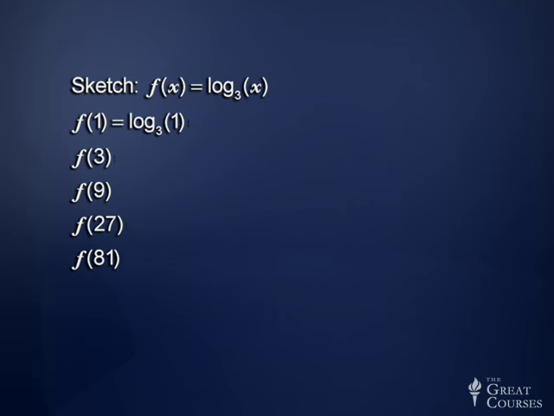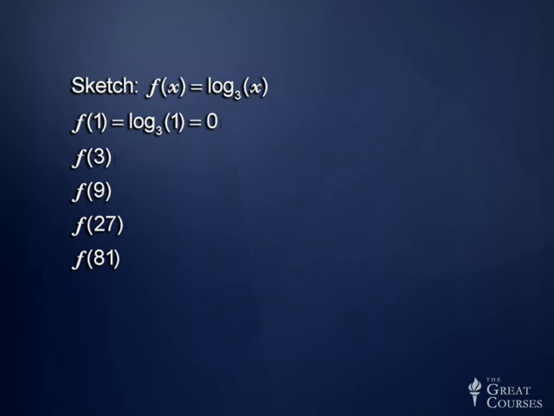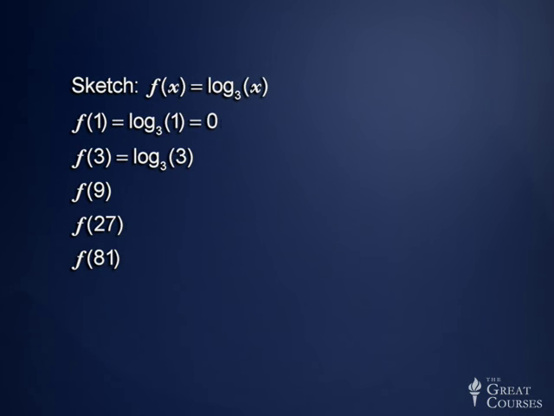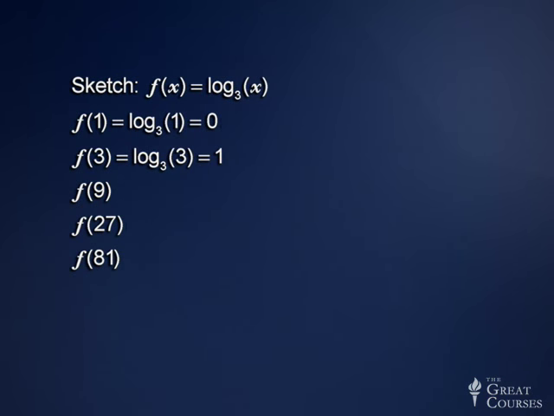f of 1, which would be log base 3 of 1, would be the number that we would raise 3 to get 1. So what do you have to raise 3 to in order to get 1? Well, that answer is 0. Since 3 to the 0 is 1, I know that the log base 3 of 1 is 0. Remember, you have to kind of think backwards between the logarithmic function and the exponential function. So f of 1 is 0. What about f of 3? Log base 3 of 3. Okay, that's the number that you would raise 3 to get 3 back. Well, that answer then is 1 because 3 to the 1 is 3. So f of 3 is 1.